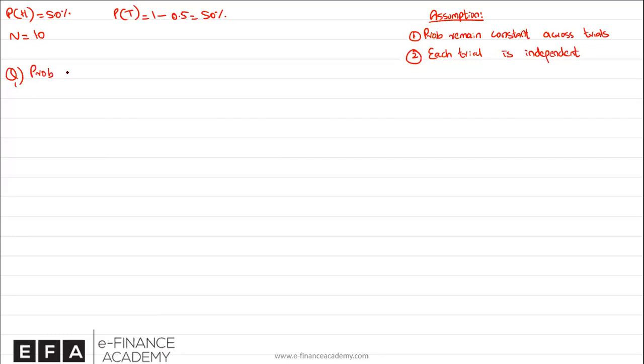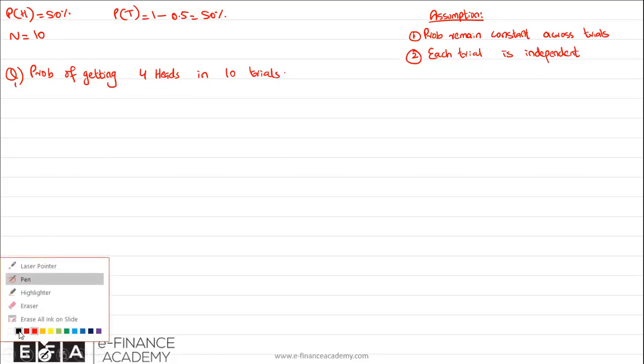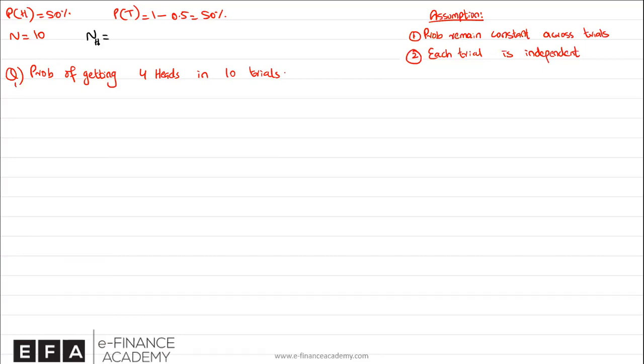Probability of getting 4 heads, this is our success, in 10 trials or in 10 tosses. So the total number of trials is 10, and what we are looking for is 4 heads. In other words, out of 10 outcomes, how many successes, how many heads are you looking for? You're looking for 4 heads.